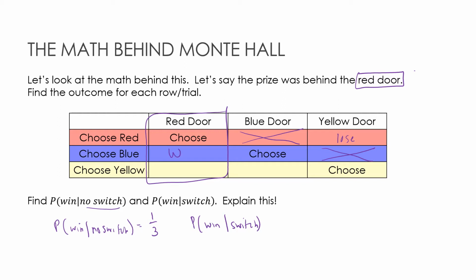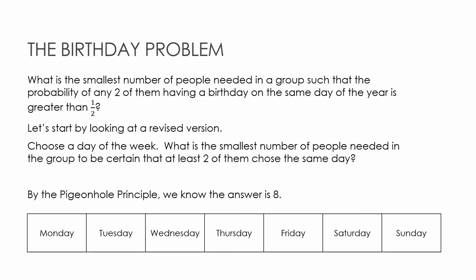Let's say I chose yellow. Then I take away the losing door, one of the losing doors, which of course would have to be blue, which means I would choose red and I win. So the probability that I win, given that I switched, was 2 out of 3. Now let's take a look at another very common problem, which is the birthday problem. So we looked at the Monty Hall problem, now we're going to look at the birthday problem.